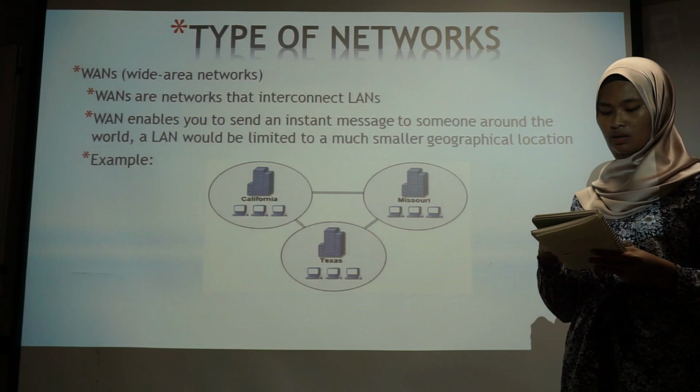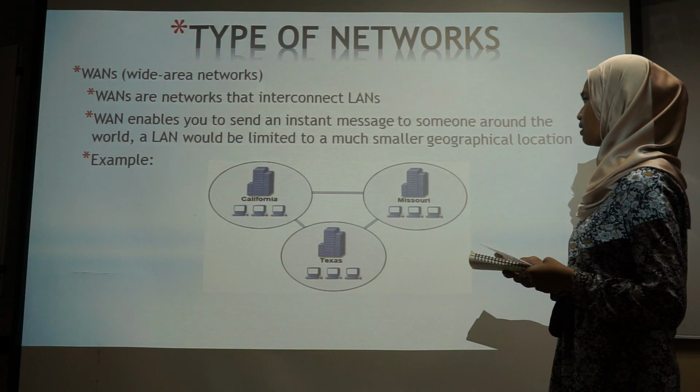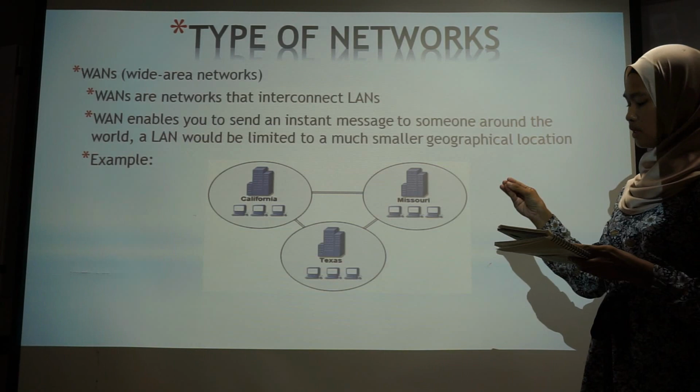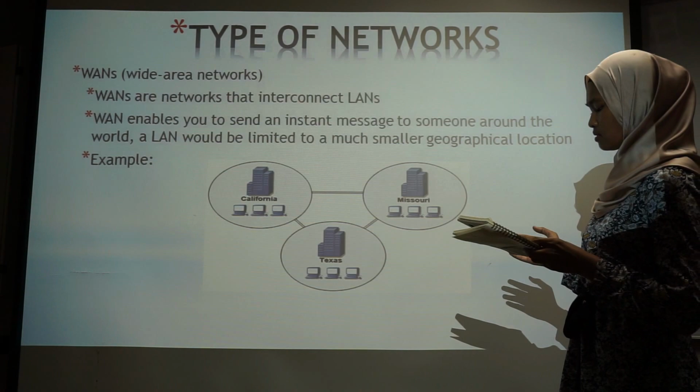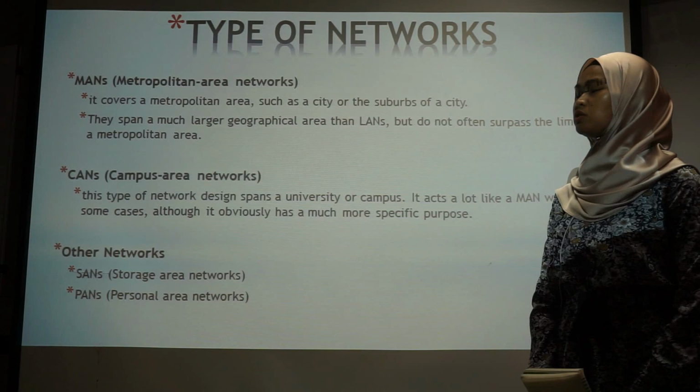So the internet is the biggest WAN on Earth. Looking from a global perspective, we can see a WAN as a collective of networks run by many people, whereas a LAN is often run by a specific organization. Next one is MANs, which means Metropolitan Area Networks.